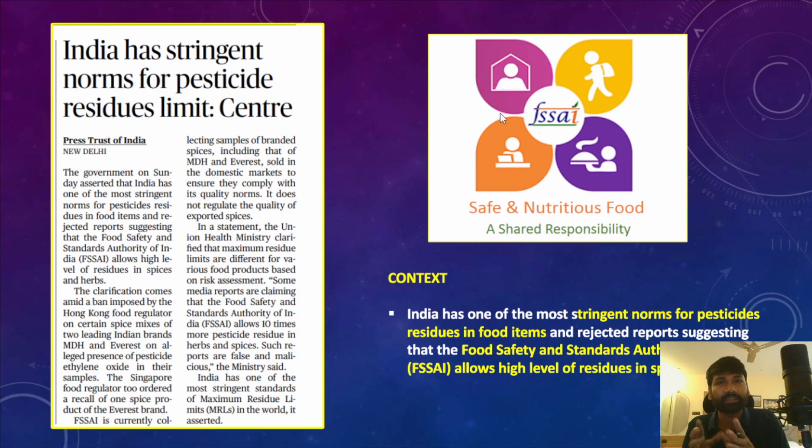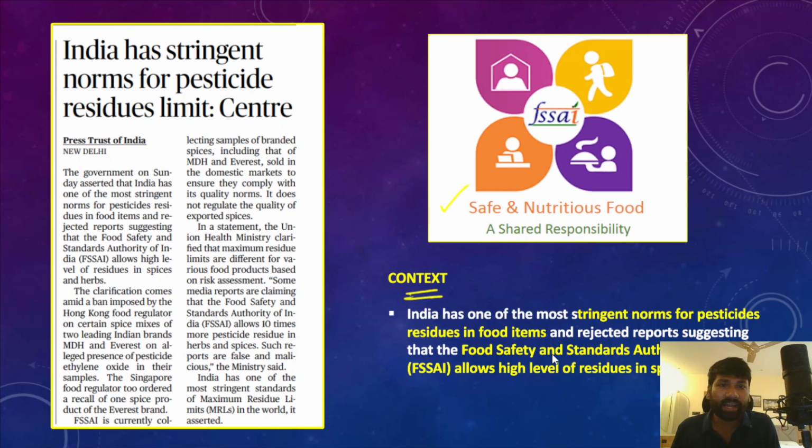And because of that reason, Singapore and Hong Kong have imposed bans or recalled Indian-based spice products. However, there were claims that the Food Safety and Standards Authority of India has been allowing a higher amount of residue on the spices. Therefore, in order to clarify this, the Food Safety and Standards Authority of India issued a clarification.